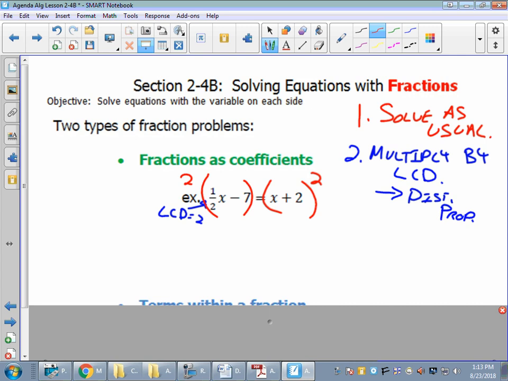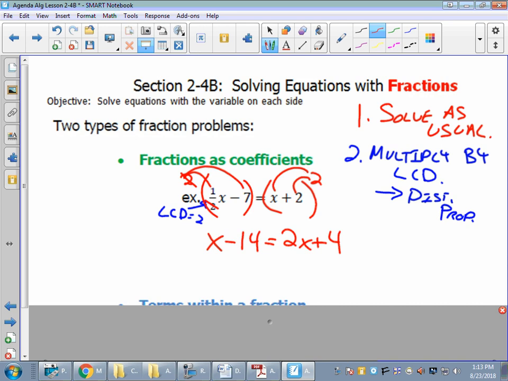Okay, so what's that going to do for us? Well, over here, it's going to be nice and neat that these are going to cancel out, because this would be 2 over 2, which would be 1. So I'm going to have that x. But over here, I still have to do 2 times the -7 as well. So that's going to give me a -14. And on the right side, I've got 2 times x is 2x. And then 2 times 2 is a 4.